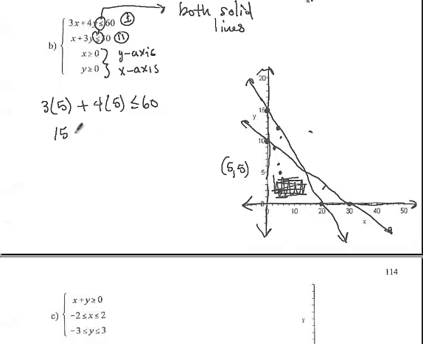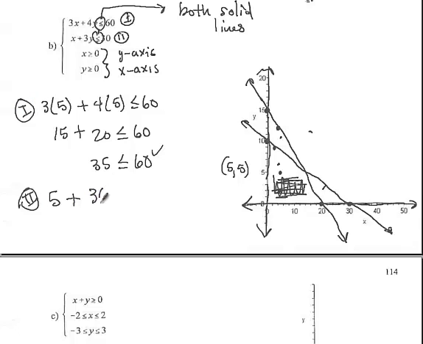We get 15 plus 20 less than 60. 15 plus 20 is 35, and that is less than 60. So that checks out. And so now we have to test the second one. Okay, this is our second inequality. This is our first one.